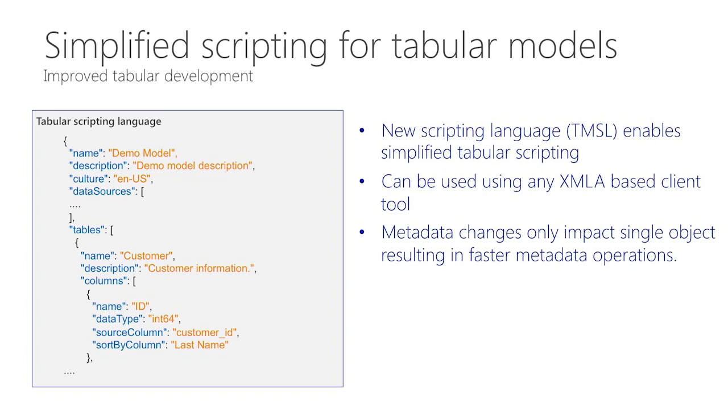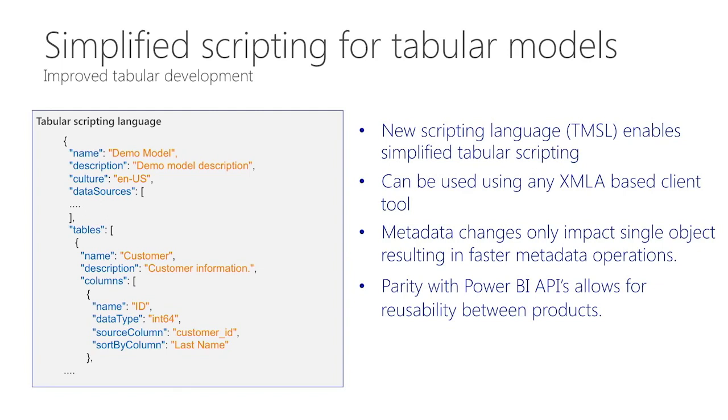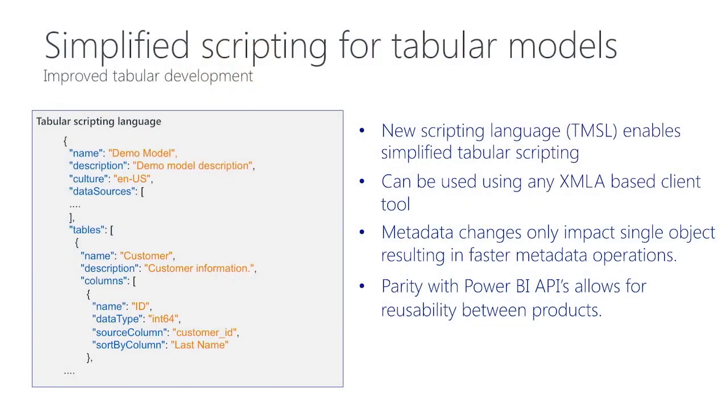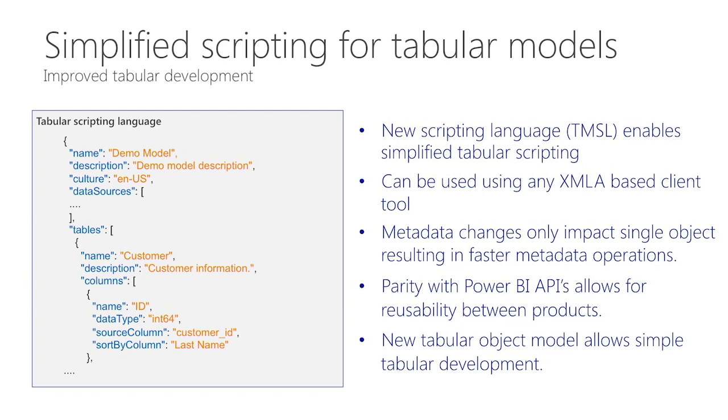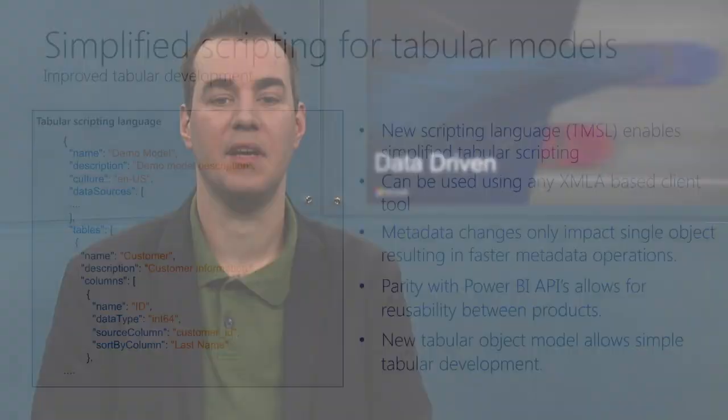The other thing that we've done is we've strived for parity with our Power BI APIs, which allows for reusability between Analysis Services 2016 and Power BI. There are some small differences between the two, but in general, we allow for reusability between these products to give you the utmost performance. And the last thing that we've added, besides the actual scripting language, is a new tabular object model that allows simplified tabular development. In the past you had to use AMO, our Analysis Services Management Objects, again multidimensional in nature, to create tabular models, which is really complicated. The new tabular object model is again just tables and relationships in a C# defined object model language.